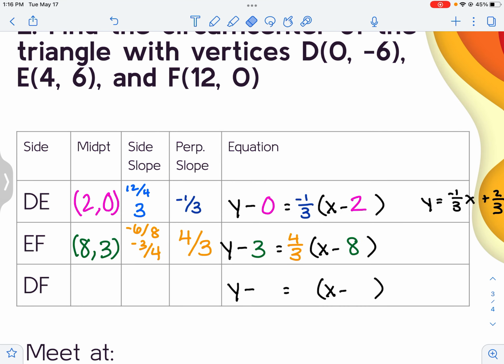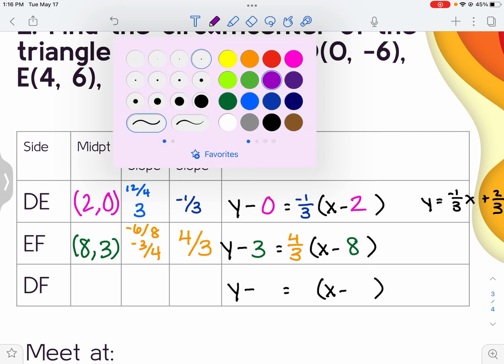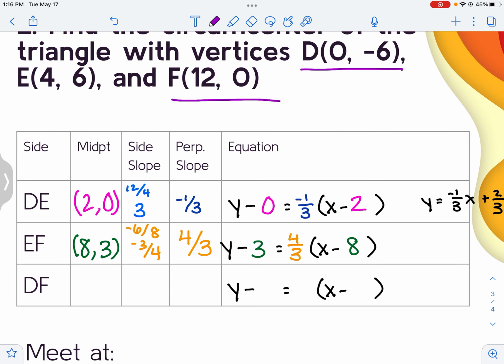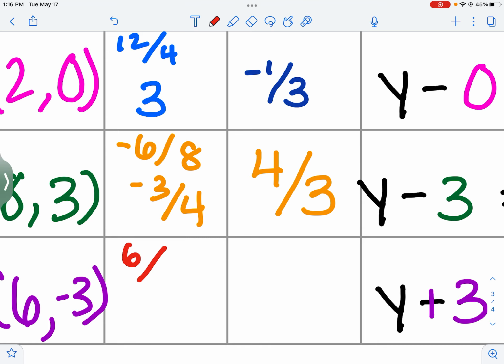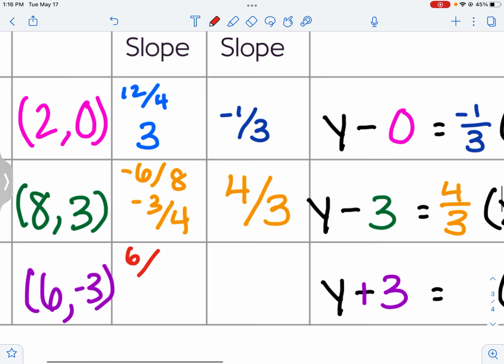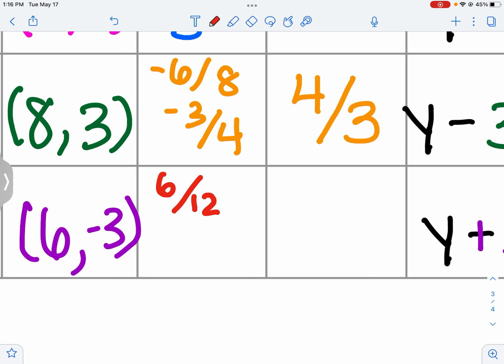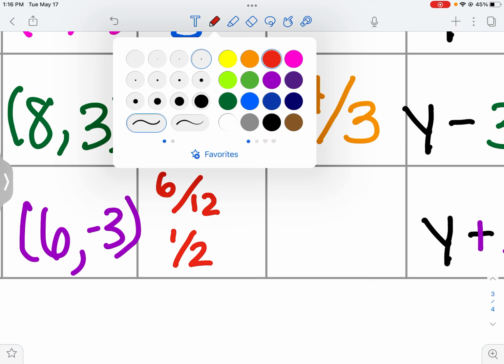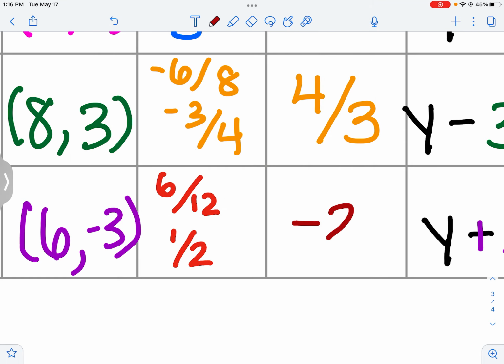Do that one more time with D and F. Halfway between 0 and 12 is 6. Halfway between -6 and 0 is -3. My x value goes with my x value. My y value goes with my y value. From -6 to 0, my y value went up 6. From 0 to 12, my x value went up 12. Perpendicular to that would be -2.